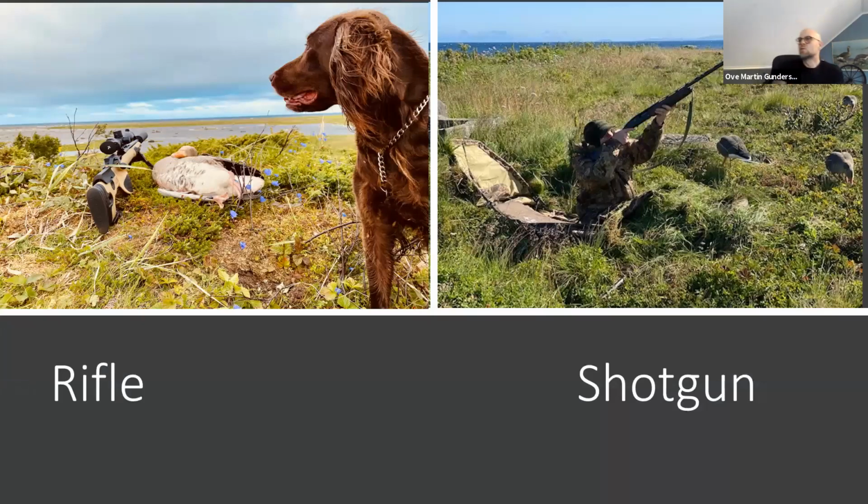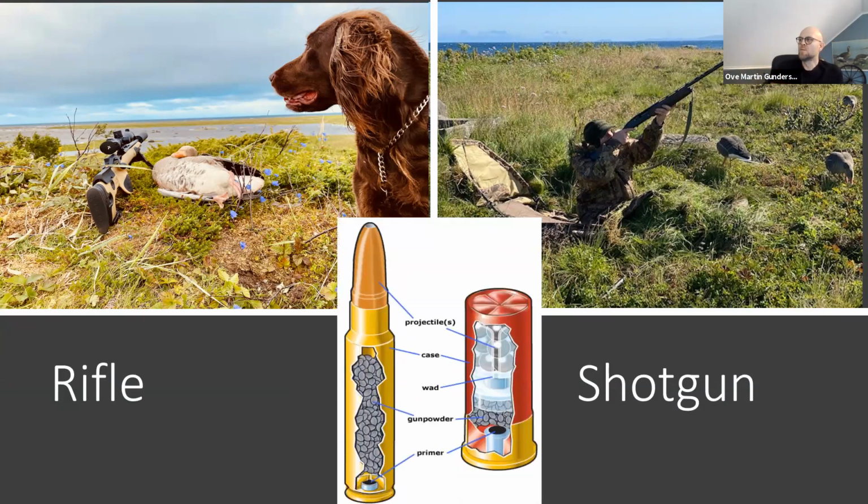But goose hunting is very variable. So you can hunt them with a rifle, you can hunt them with a shotgun. And maybe not everybody knows the difference, but with a rifle, you have one bullet, and with shotguns, you have multiple pellets. That's the difference. And a shotgun is made for shooting at moving targets. It's not an accurate weapon. It's not a targeting weapon. It's made for shooting at moving targets at a close range. A rifle is a precision weapon where you can shoot at long distances.